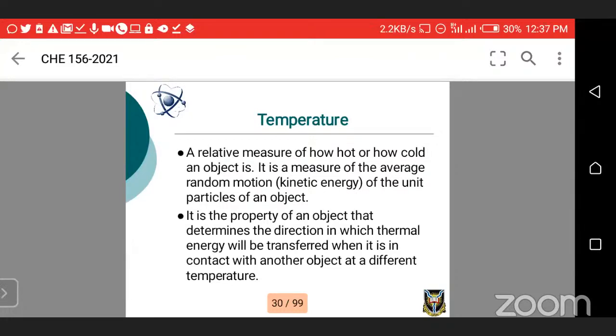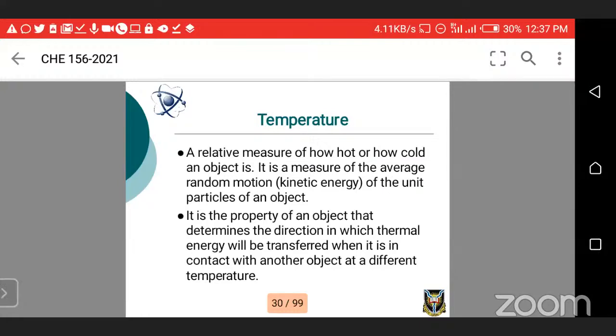Now, temperature. Temperature is only a measure of how hot or how cold an object is. What it is really measuring is the average random motion, the average kinetic energy, of the unit particles of an object.